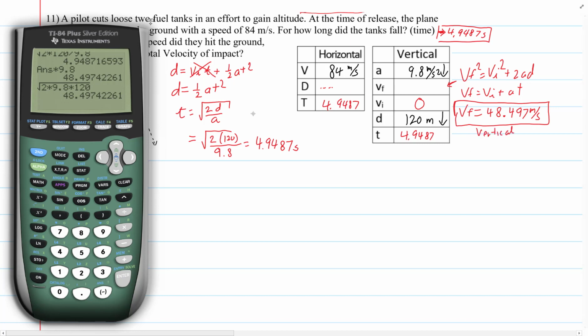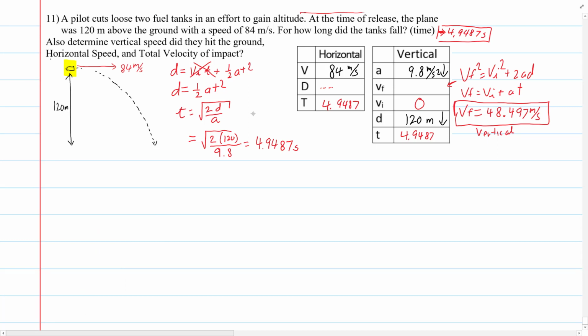What is the final horizontal speed? That's what's asked for here, the horizontal speed. The horizontal speed doesn't change. So the final speed horizontally is 84 meters per second. What's the total velocity of impact?